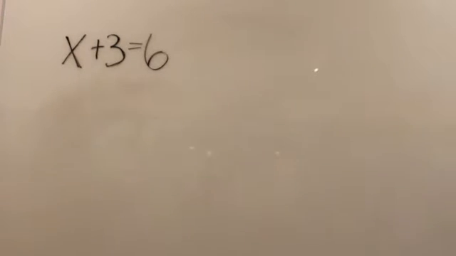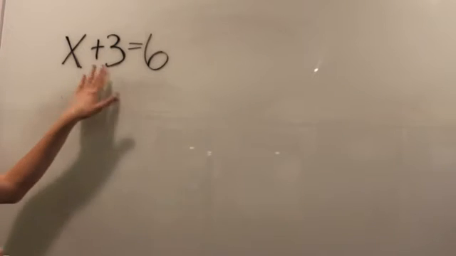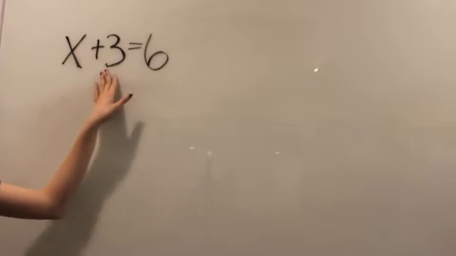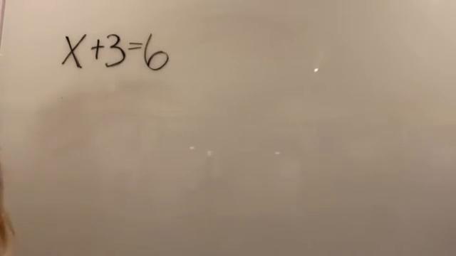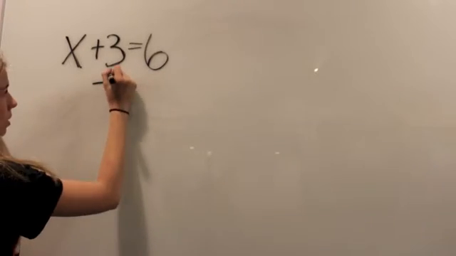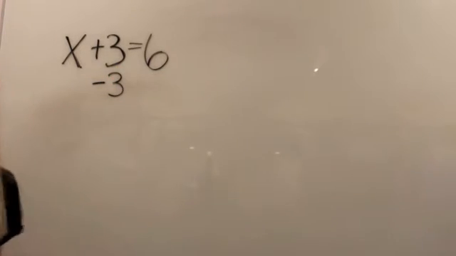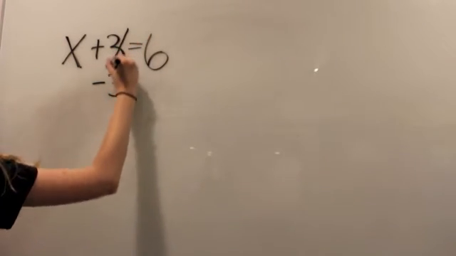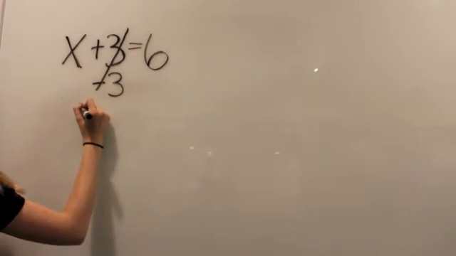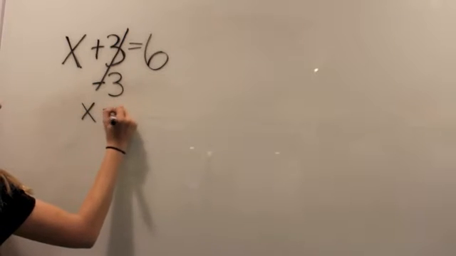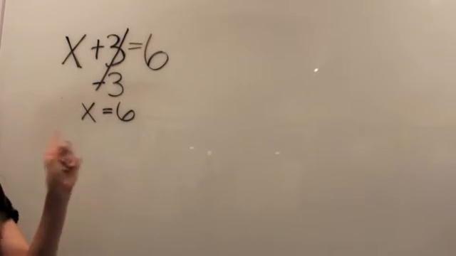In algebra, you always want to remember the opposites. So positive 3, the opposite would be negative 3. So in order to get x by itself, we're going to subtract 3. The positive 3 and negative 3 would cancel each other out, which would bring the x down, along with the 6. But we aren't done yet.